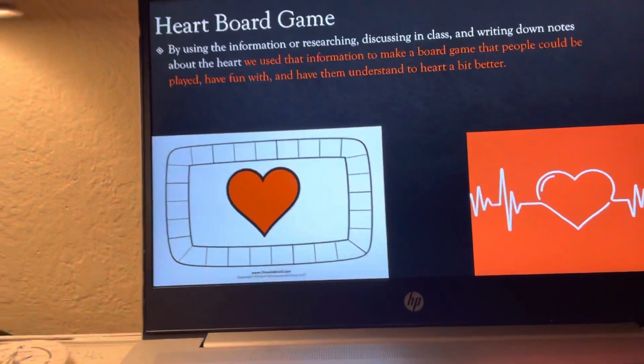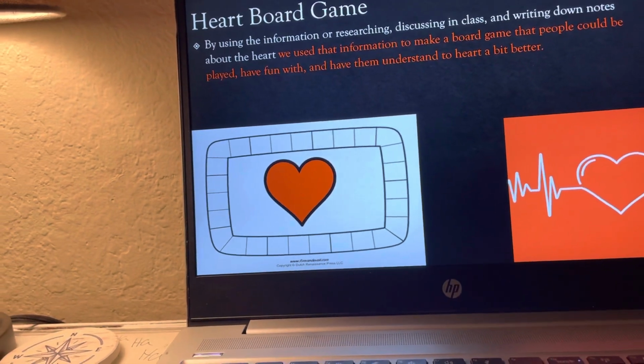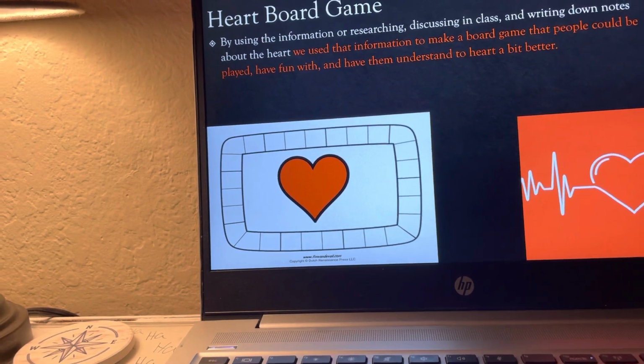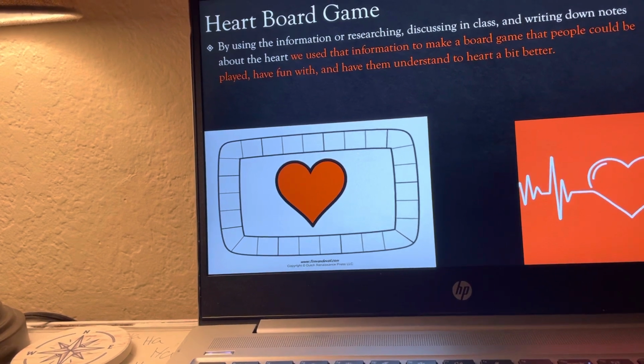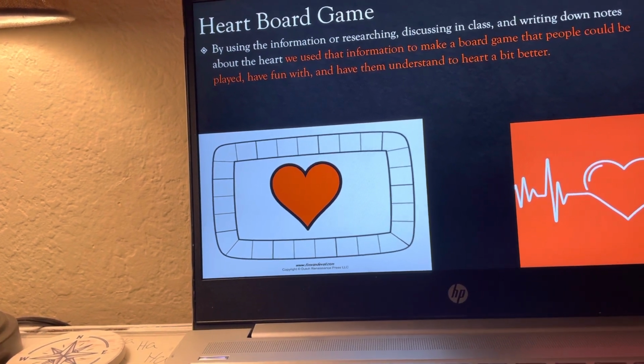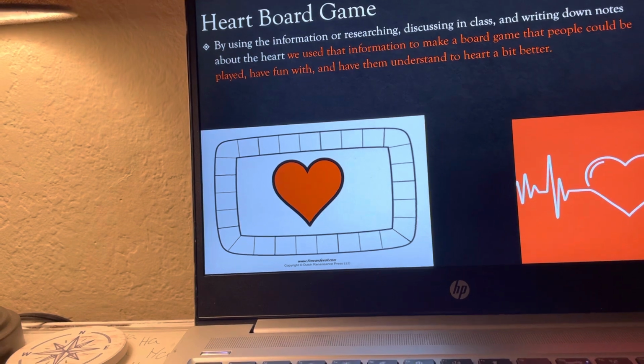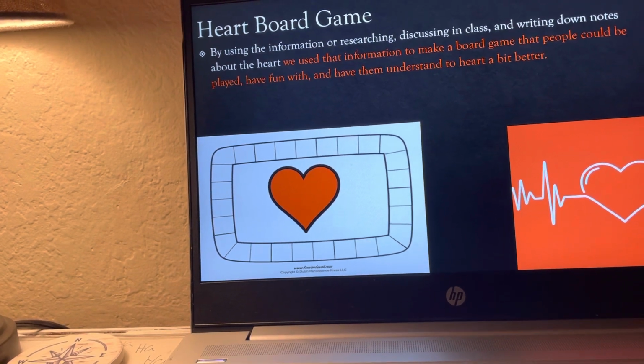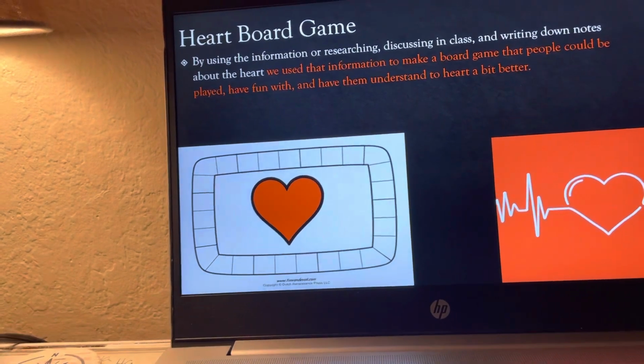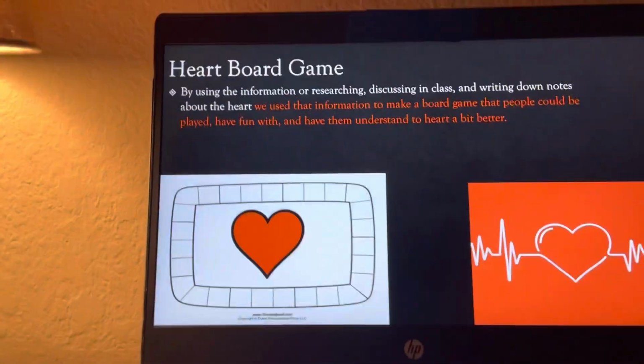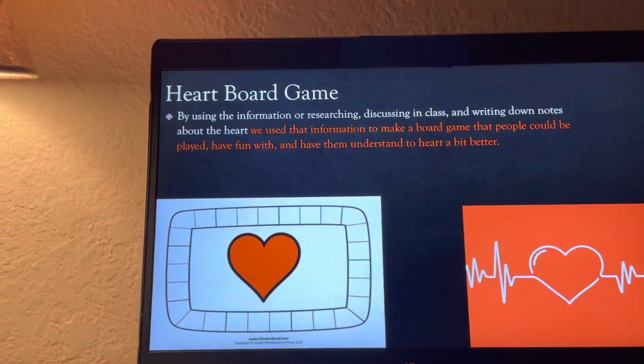Heart board games. By using the information or research discussed in class and writing down notes about the heart, we used that information to make a board game that people could play, have fun with, and have them understand the heart a bit better.